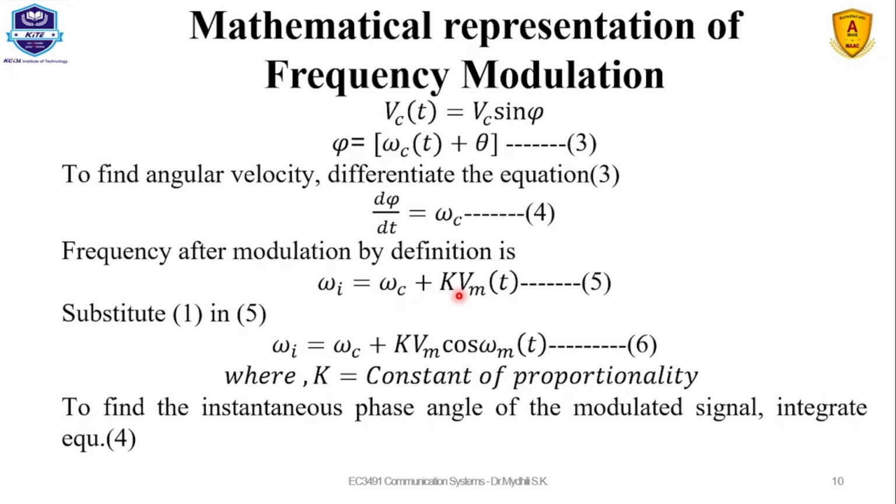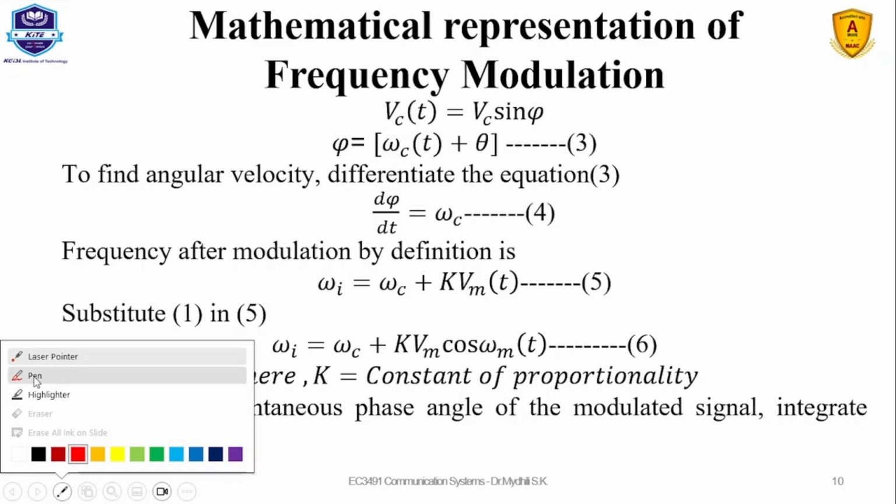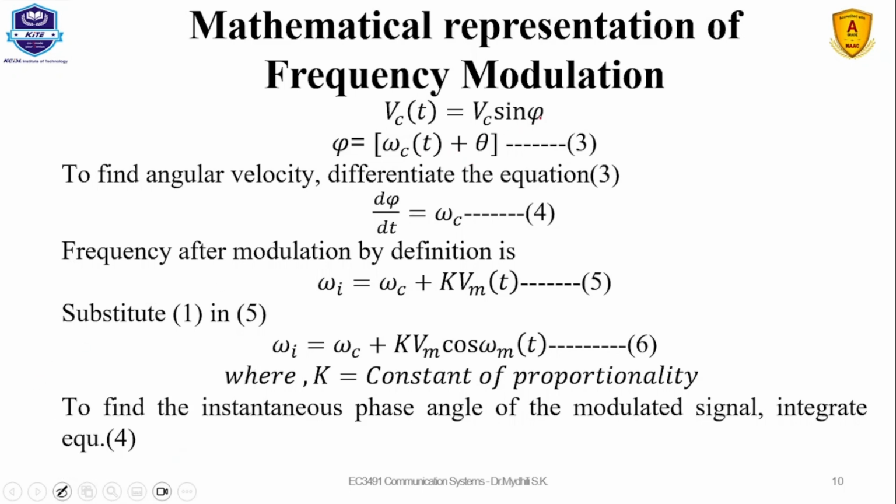So next, we are going to represent the same Vc of t with respect to a phase change, Vc sine of phi. What is this phi? Already we have mentioned, instead of that phi, the earlier equation has sine of omega ct plus theta. So here I have just replaced this by the phase change of phi.